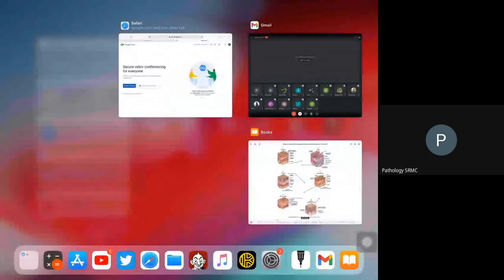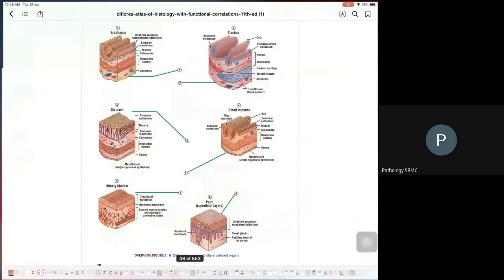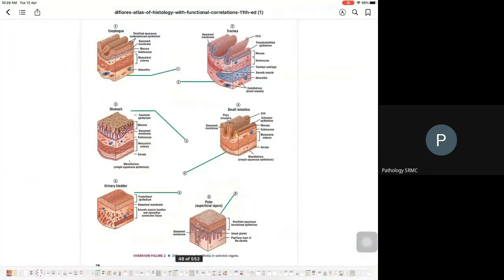Thank you very much for coming to the second day. Yesterday we saw the types of epithelium, isn't it? Flat, cuboidal, columnar, squamous, and transitional, which is now called urothelial. You should not call it transitional. No more transitional. It is urothelial. And then stratified and pseudostratified. That is for basic understanding.